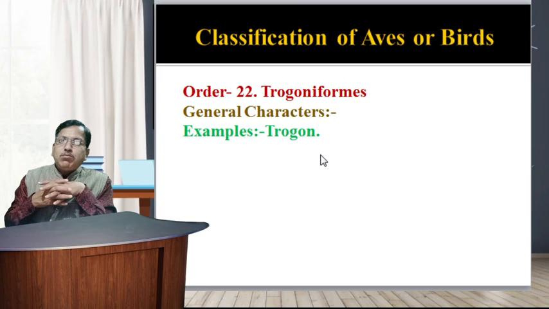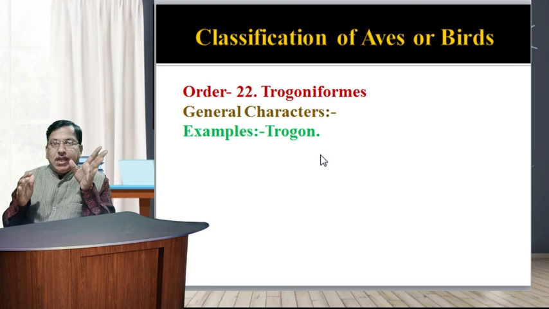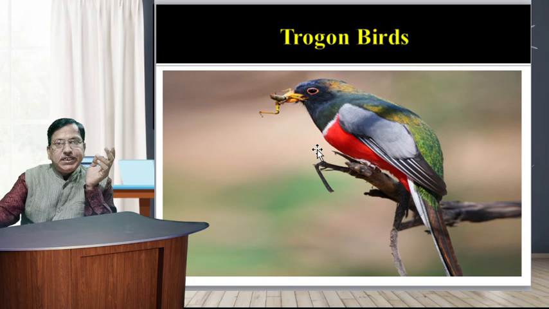Next, the last order 22 is Trogoniformes. General characters of the Trogoniformes: beak short and stout with bristles, feet small and weak, feathers brilliant in color, often green. Example is Trogon. It is also an insectivorous animal, eating insects, very smart and attractive.